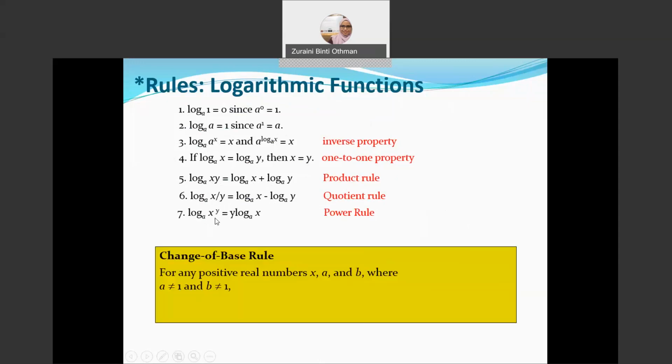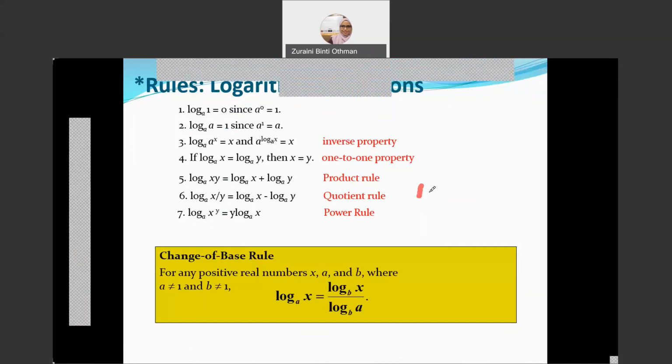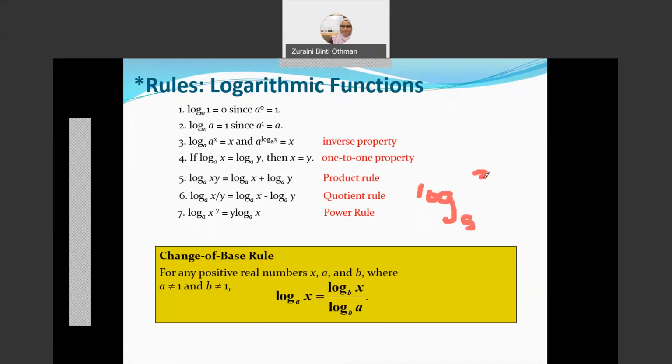And okay, when we have power, y ni akan letak dekat depan, y log a x. And this is how we change our base. Sebab kalau kita guna calculator, kalau kita nak cari log 5/3, kita tak boleh simply tekan calculator log 3 because the log from your calculator is base 10. So now you have to convert it to log 10 3 divided by log 10 5 by using this rule.